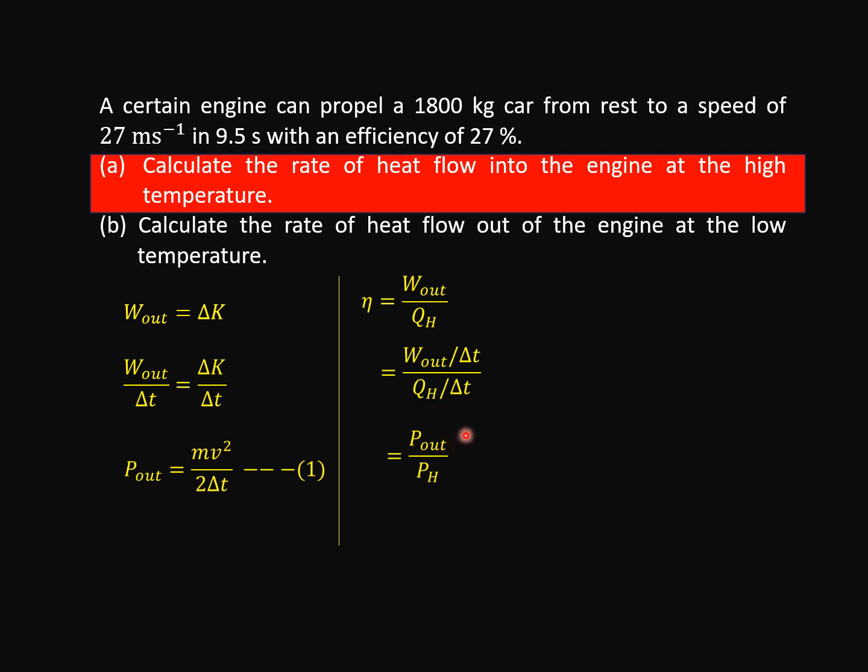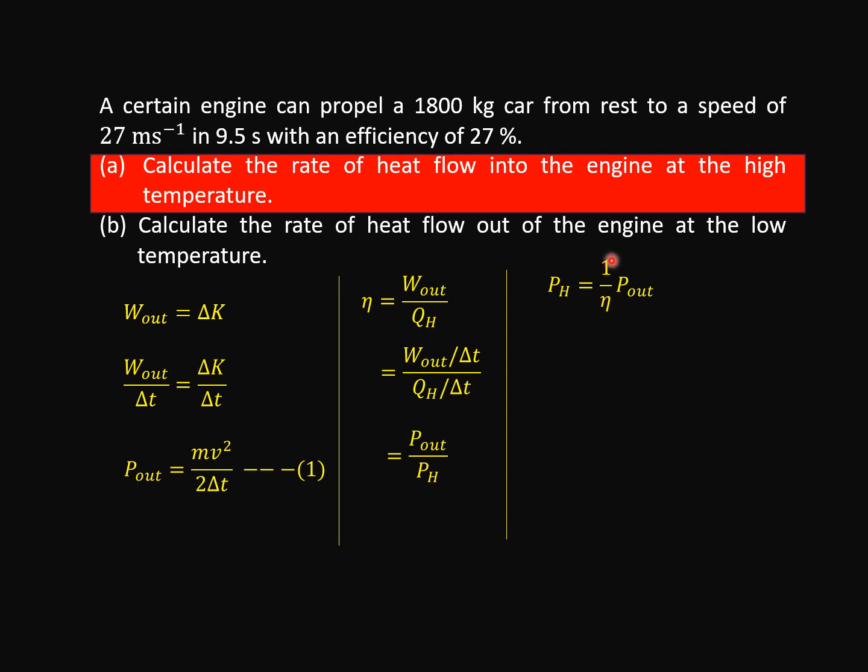The numerator is the power output, and the denominator, which we call PH, is the rate of the heat flow into the engine at the high temperature. This PH is the thing that we want to calculate in part A. That's why we now change PH as the subject of the equation.